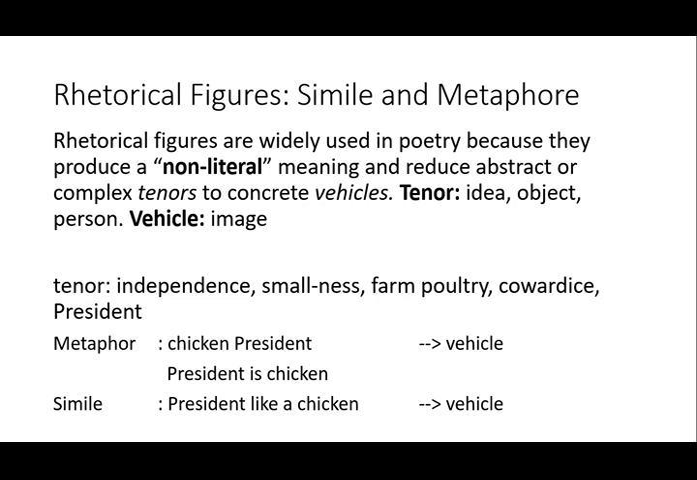In a simile, you say that one thing is like something else. So the substitution in metaphor is direct: the president is a chicken, or a chicken president. In the simile, you use the word like. Now, why are these considered different? If you look at the example there, the president is a chicken, and you compare that to saying the president is like a chicken, you can probably sense the nuance of that statement.